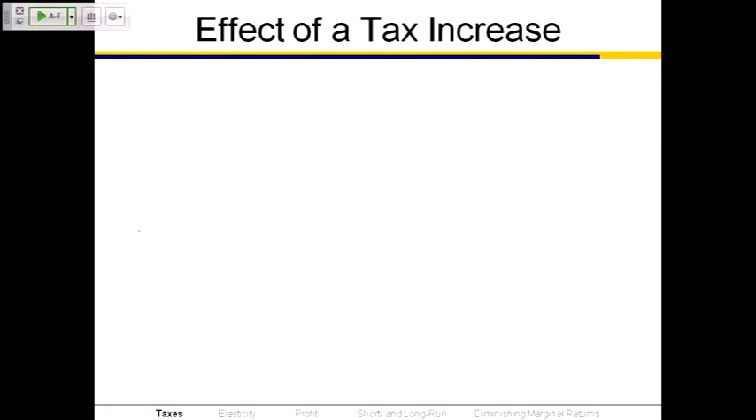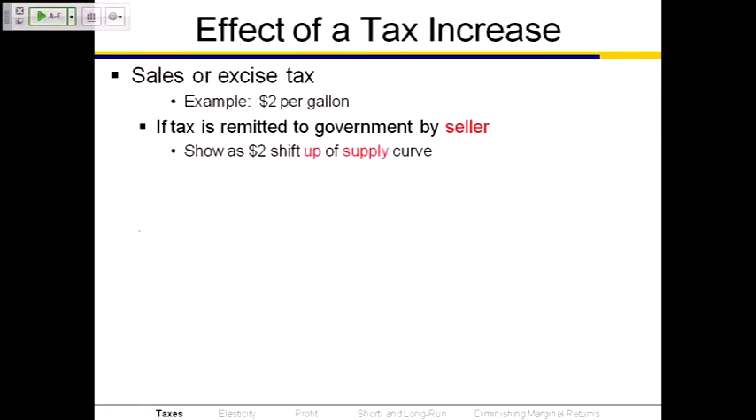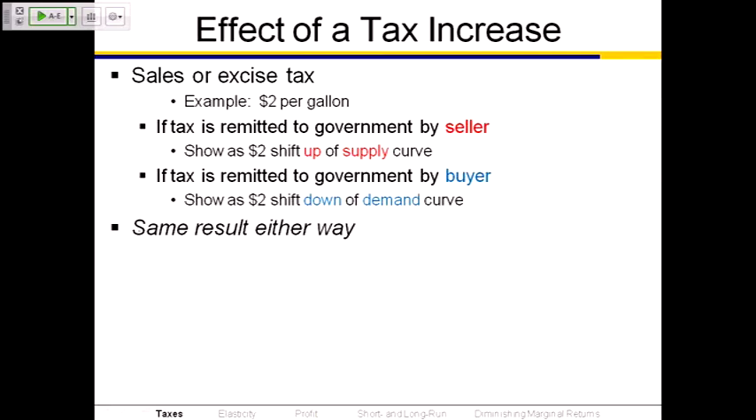Let me show you how it works real fast. When we look at the effect of a tax increase, whether we show it as affecting the supply curve or the demand curve depends upon who is giving the tax money directly to the government. In most of the cases that we experience, it's the seller who remits, that is, mails the tax money to the government. When I go to the grocery store and I buy things that are taxed, I don't send the money off to the state of California. Safeway does that for me, right?